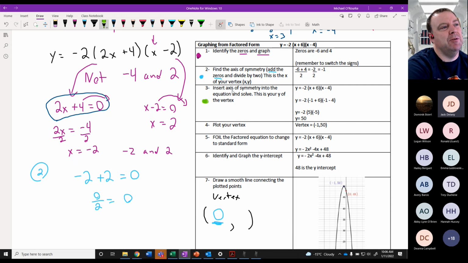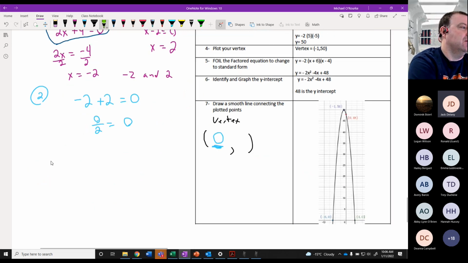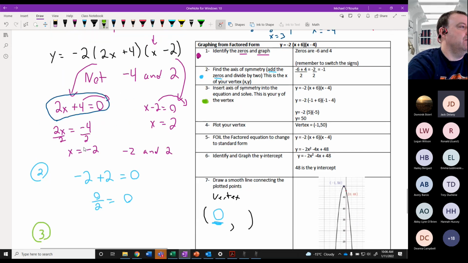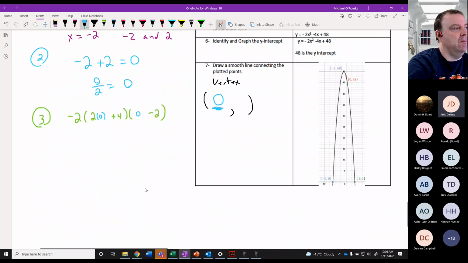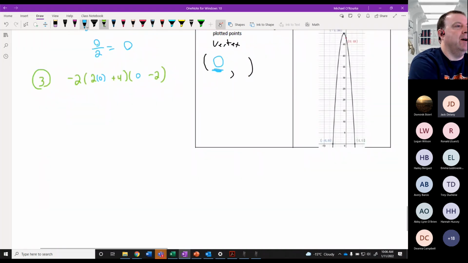So now put your axis of symmetry back into the equation and solve for your vertex. So my equation was -2 bracket 2 plus 4 bracket -2. So I'm putting the 0 into the equation here. So I'm trying to find my y component of my vertex. So press D in chat when you're done.